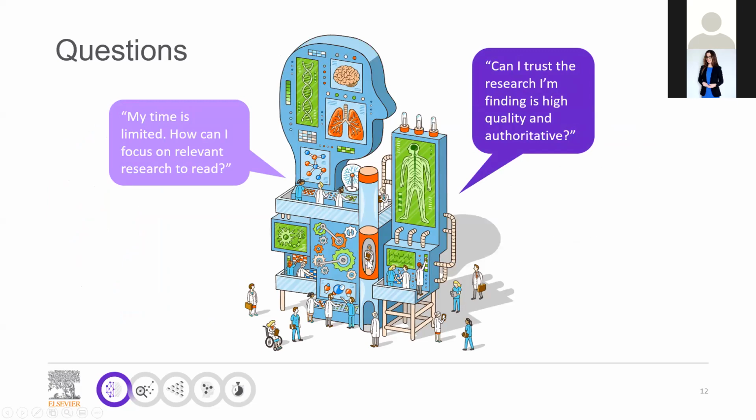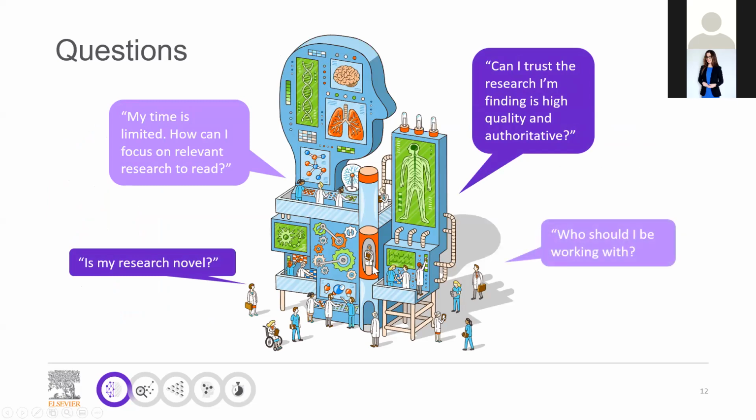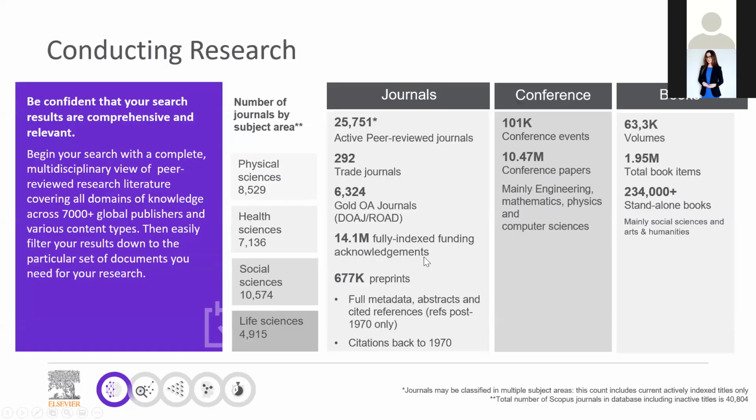Can I trust the research I'm finding is high quality and authoritative? Is my research novel? Who should I be working with? These are the questions that you, and researchers, are actually asking themselves when they are trying to find information. So first of all, it's very important to be confident that your search results are comprehensive and relevant.